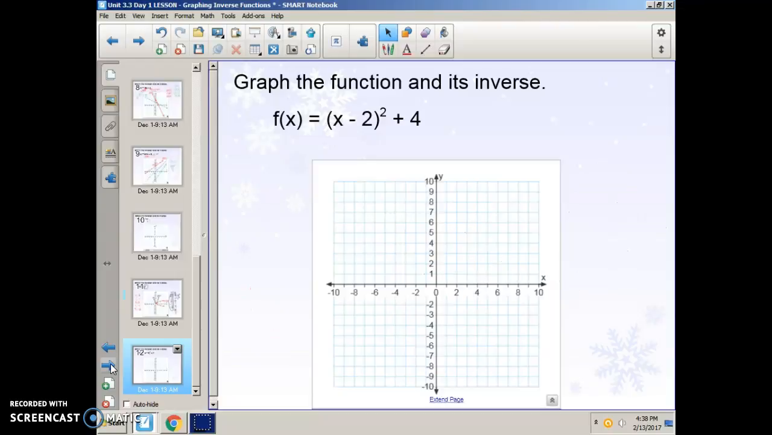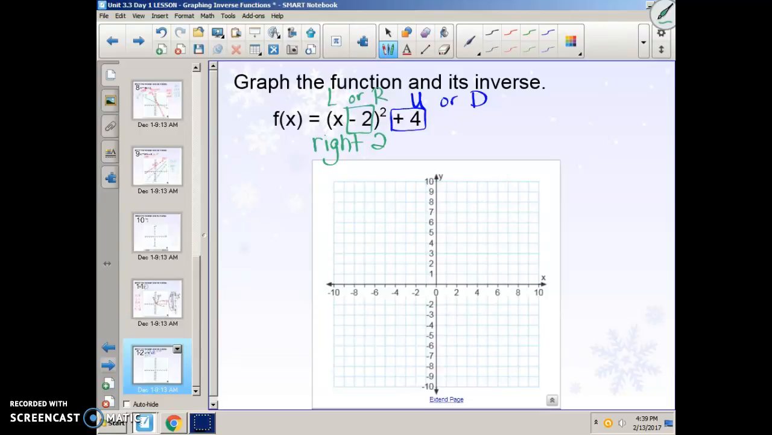Last example, okay, we talked about way back. The number on the inside controls whether it moves left or right. Remember, it's inside opposite. Number on the outside controls whether it moves up or down. Since it's negative, it's opposite what we're used to, so we're going to go right 2. This is a review from our parabola unit. Plus 4 means up 4.